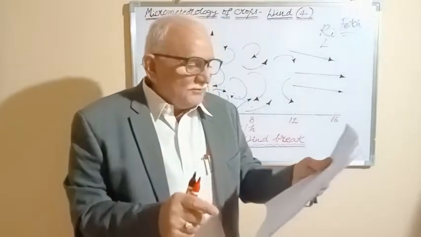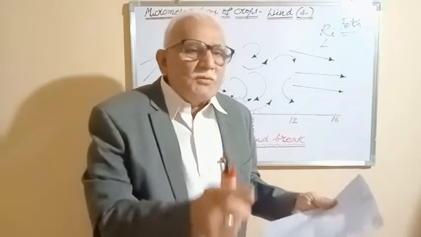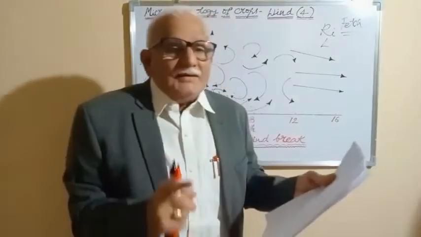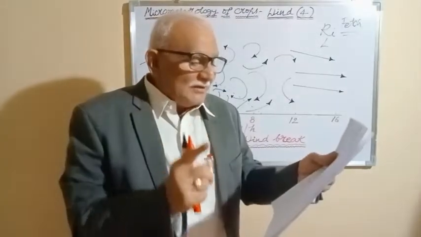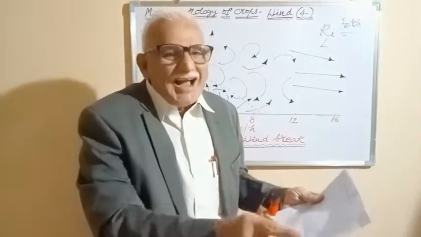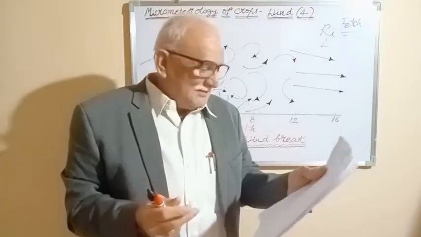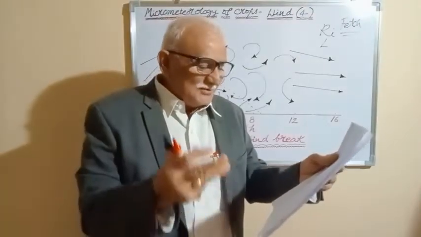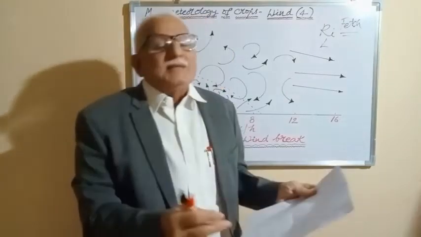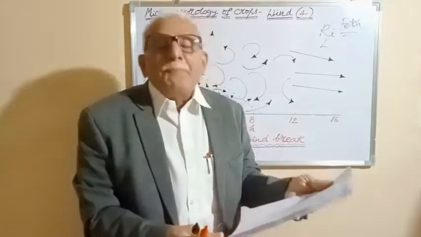The roughness length, Z0, when added to the zero plane displacement, D, represents the height at which the wind speed would be zero. Very interesting. Now, the zero plane displacement is the level at which the momentum is apparently absorbed.